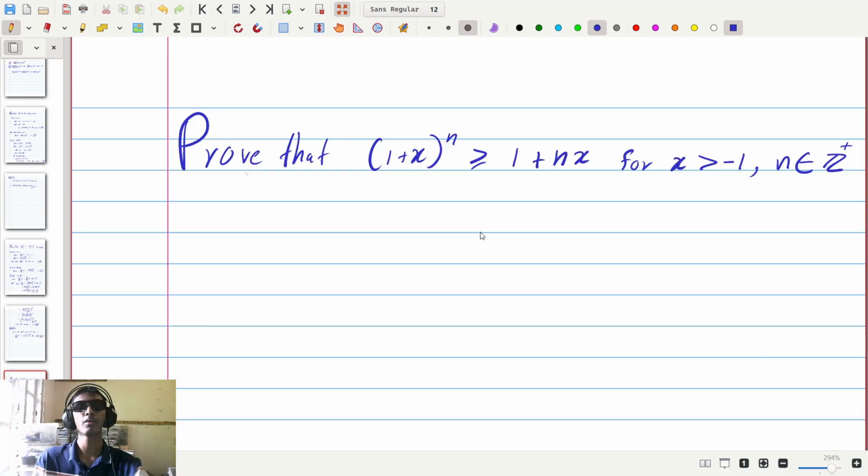Hence proven. For our next and final proof in this video, let's prove that (1+x)ⁿ is greater than or equal to 1 + nx for x greater than negative 1 and n being an element of the positive integers.